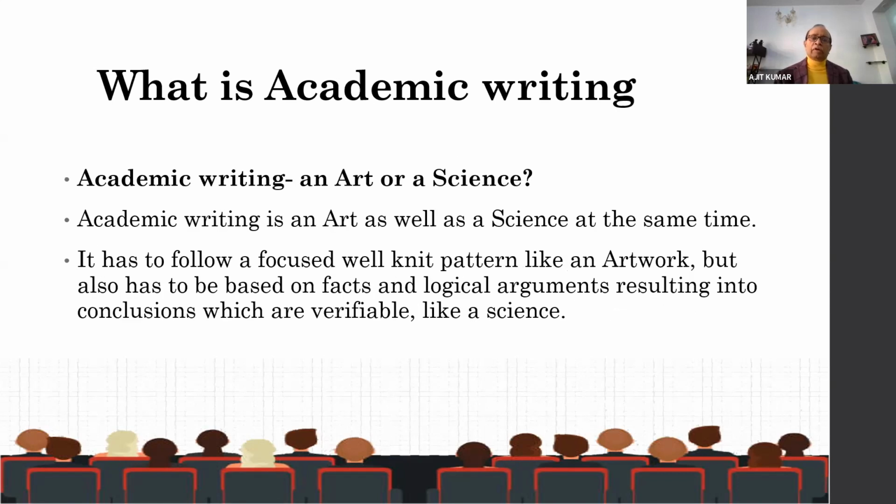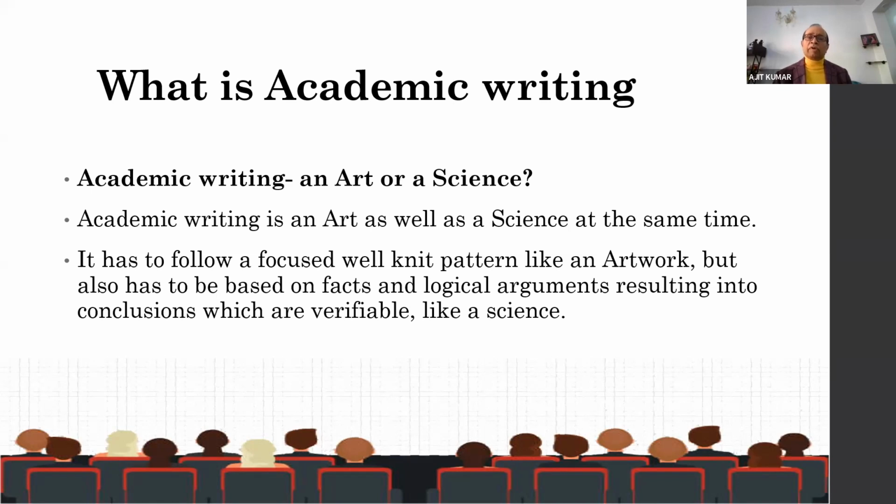Not many times, it is asked, what is academic writing? Is it an art or a science? I always say that academic writing is an art as well as a science at the same time. Because in academic writing, you have to follow a certain pattern, a certain discipline. And when you follow a focused, well-knit pattern, like the brush strokes of an artist or a painter in an artwork, and at the same time, when the whole academic writing is based on facts, logical arguments, based on evidence, and you get to conclusions and results which are verifiable, it becomes a science. So in that way, we can say that academic writing is art as well as science at the same time.